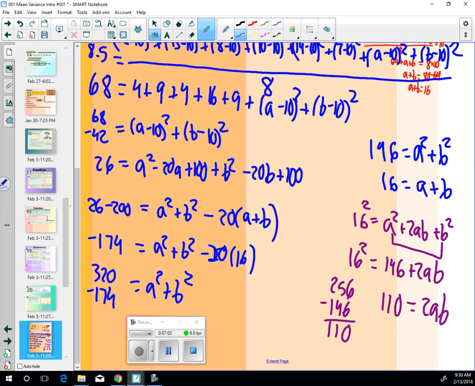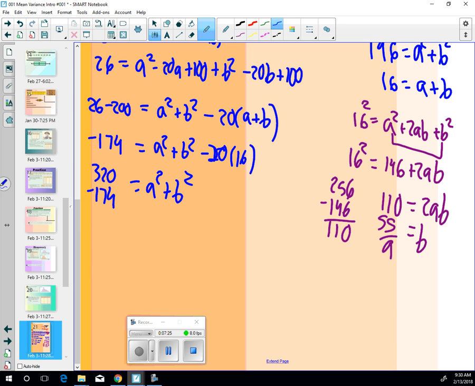Wonder if we'll get in trouble if we solve for, like, B. This is going to be 55 over A is equal to B. Will this work or not? And so then B is just going to be 16 equals A plus B, which is 55 over A. And so if I multiply everything by A, I get 16A equals A squared plus 55.